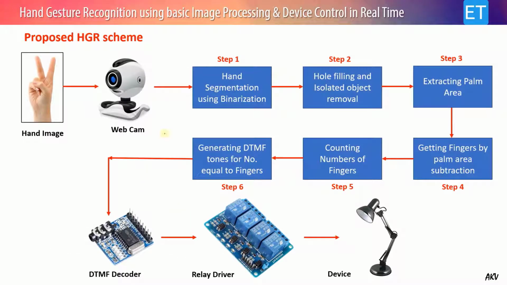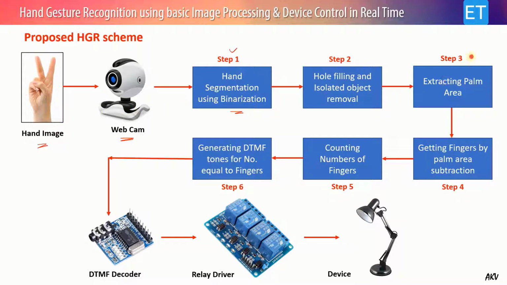Now let's see the proposed HGR scheme. First we have the image of our hand, this palm area with the fingers, which is captured by a webcam. The first step is hand segmentation, extracting this hand image from the background. This is done in this case with a simple binarization scheme. In step 2, we go for morphological image processing steps such as hole filling and isolated object removal if there are any in this image.